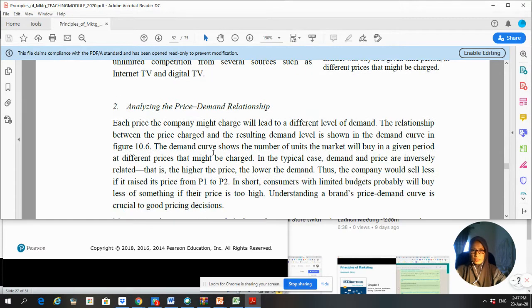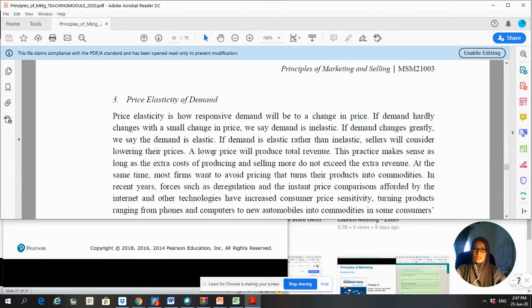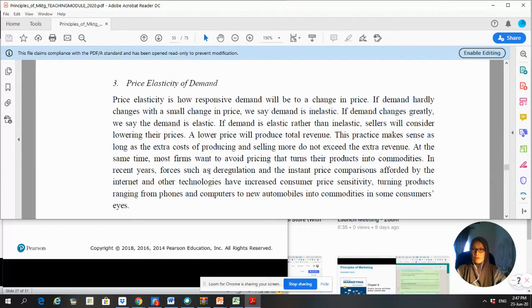So here we can see that this is a condition that we call price elasticity of demand. I think you are familiar with all these things that you learned in economics. So price elasticity is actually how responsive demand will be to a change in price. If demand hardly changes with a small change in price, it is inelastic.